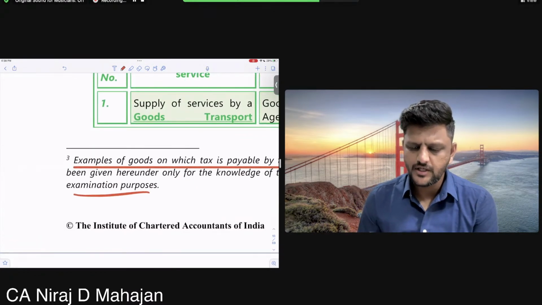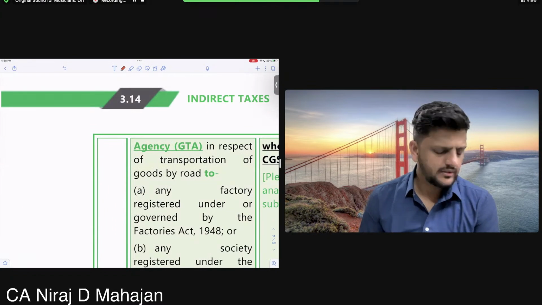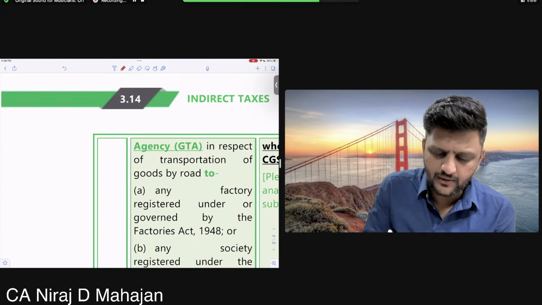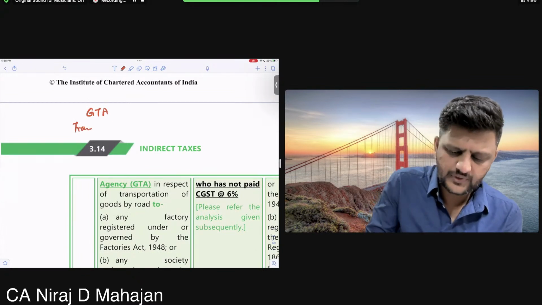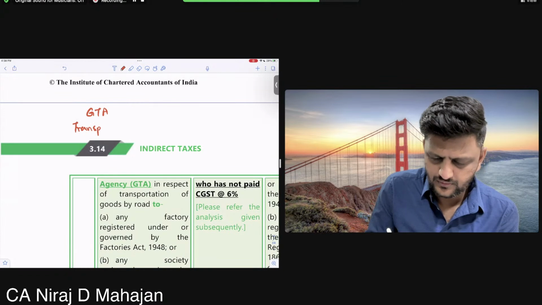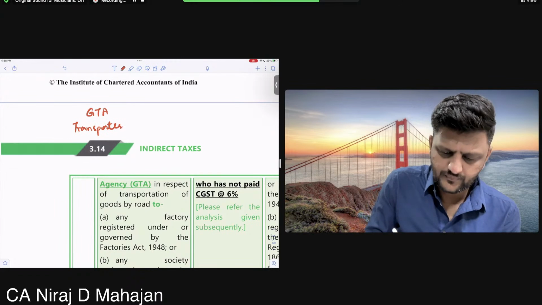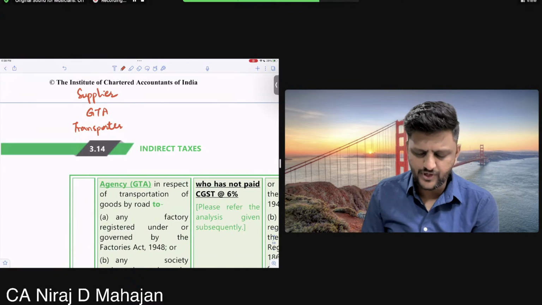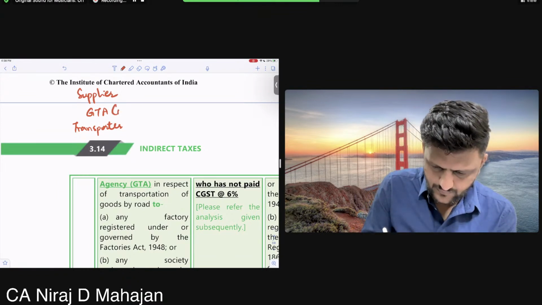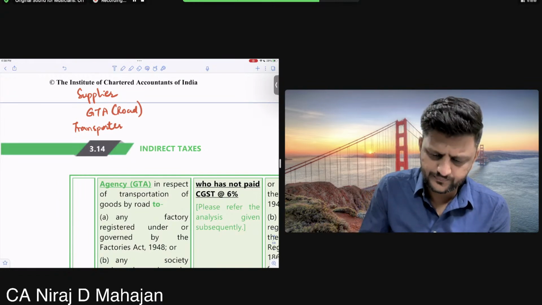Check. First of all, what is the service? Supply of service by goods transport agency. Look at the wordings. Who's the supplier? GTA, goods transport agency. If you want, you can call him a transporter. Who are the recipients? In respect of transportation of goods by road. Transporter by road. Clear till here, all of you?